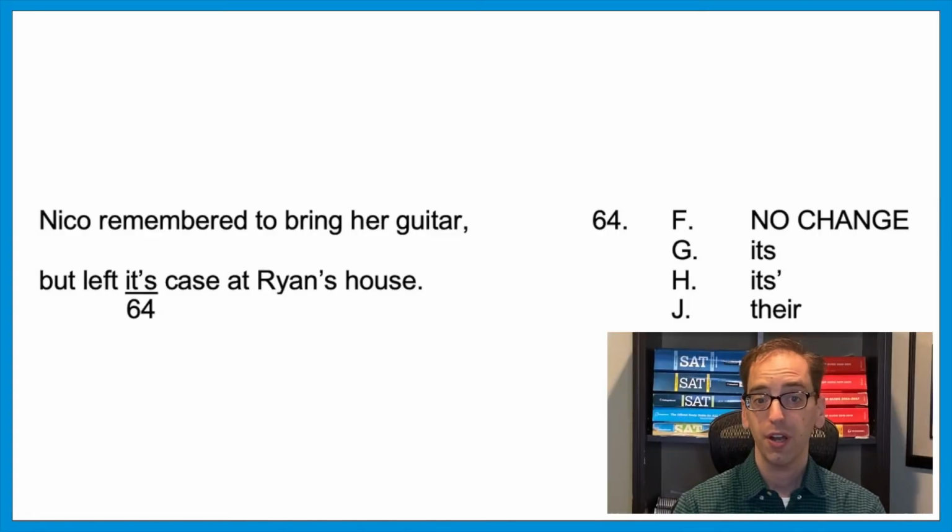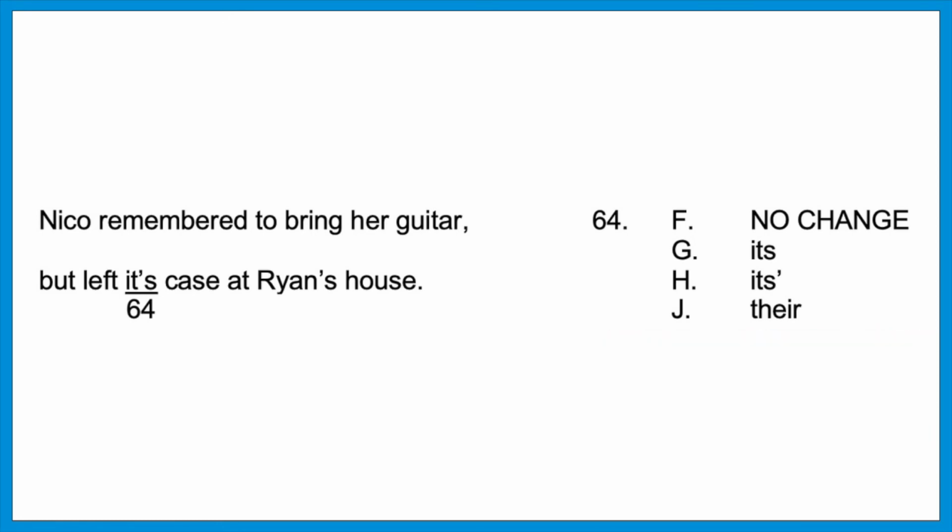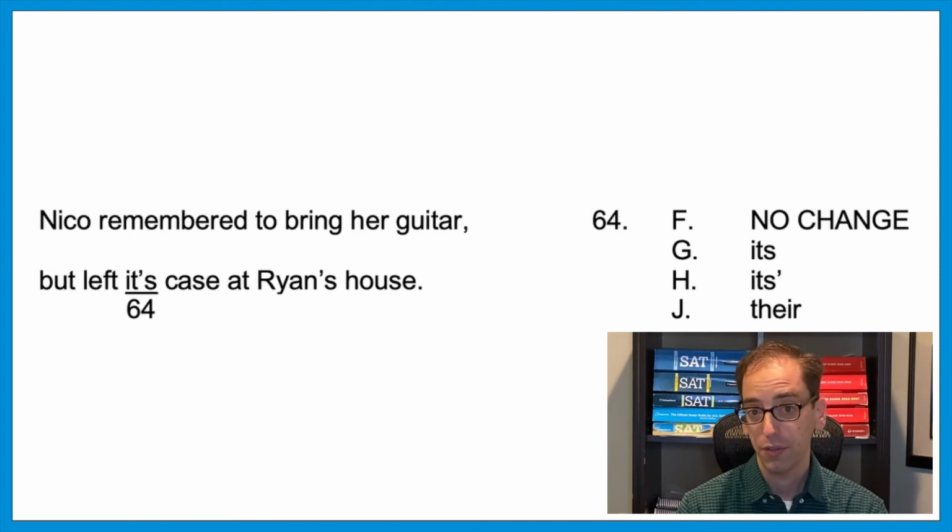Let's try one more. Nico remembered to bring a guitar, but left his case at Ryan's house. Press pause, give it a shot. So let's talk about a pronoun. Anytime you have a pronoun, you want to determine what word it's referring to. This pronoun is referring to the word guitar, and that's singular, so we want to say its case. That knocks out J. J would mean plural. So the question is, how do we make the word its possessive?